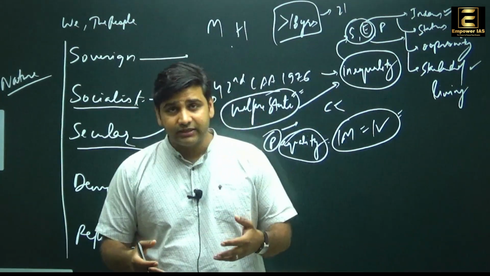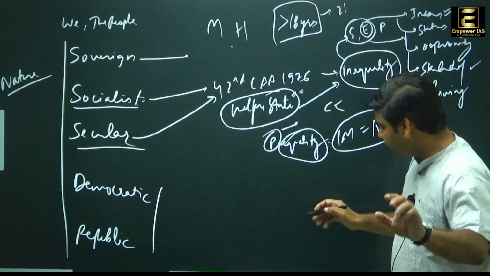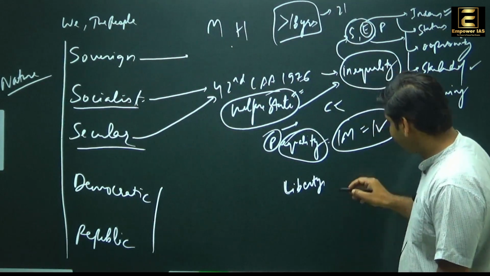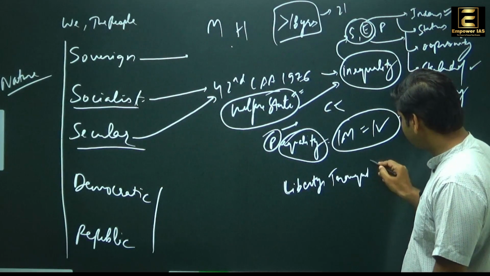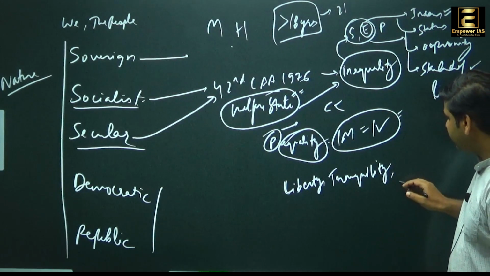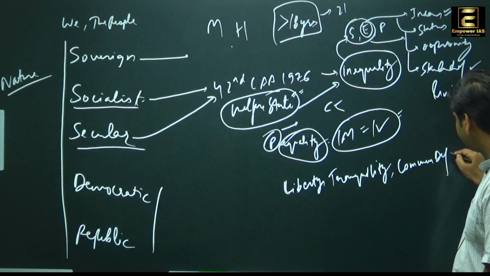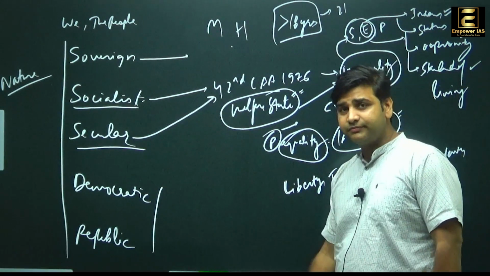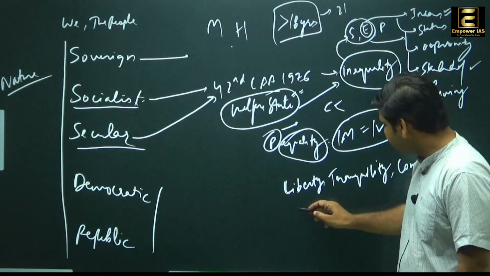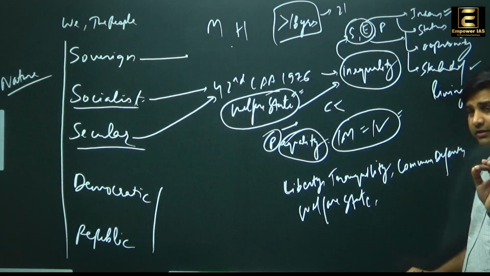What does the preamble of the United States express? The preamble of the United States expresses a few words: liberty, tranquility among the people of the United States, common defense, welfare, making the union stronger.